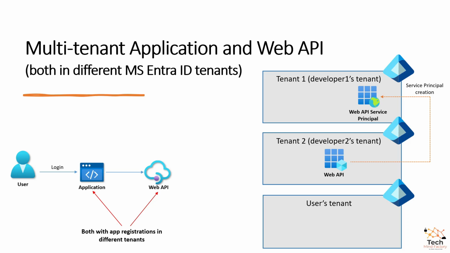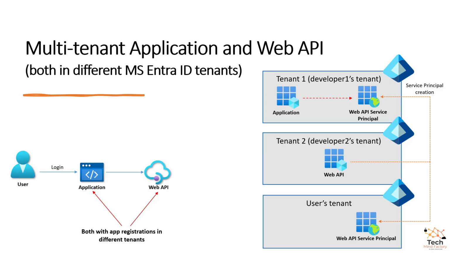Now, the thing is that for the application that is registered in tenant one to communicate with this web API, we have to create service principal, okay? And the same we have to do for the users tenant, actually. So two service principals have to be created. One in the tenant one, developer one's tenant, and the second one in the users tenant. Why? Because in tenant one, we have this app registration for our application that will be using this web API, right?